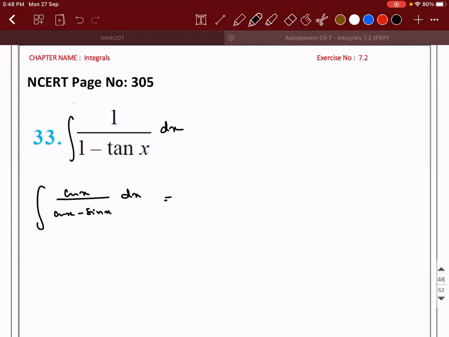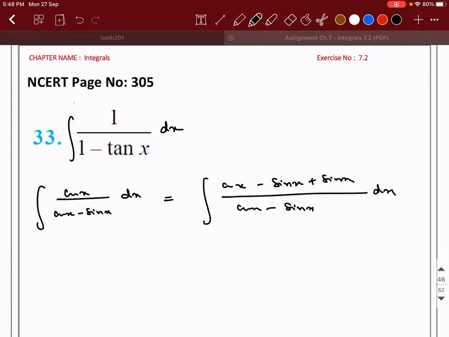Okay, you want to add sin x. Yes, sir. So it will be cos x minus sin x dx. We will combine cos x plus sin x. Correct? Then do it.